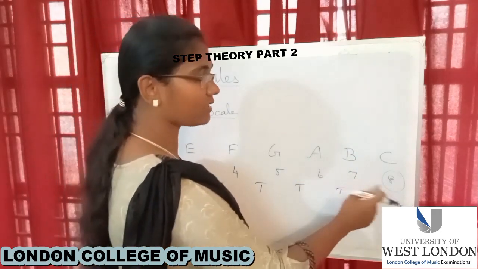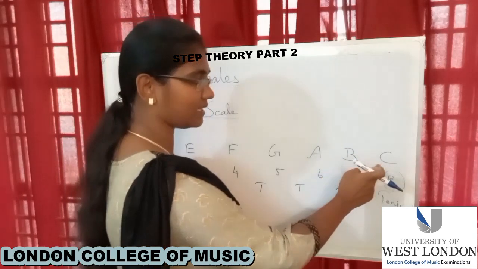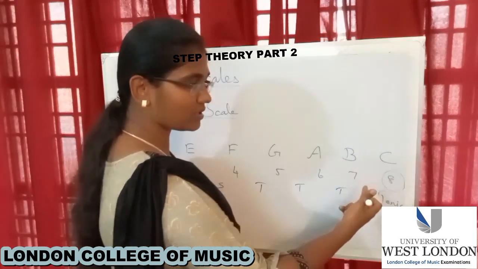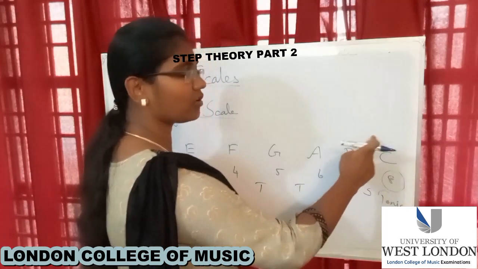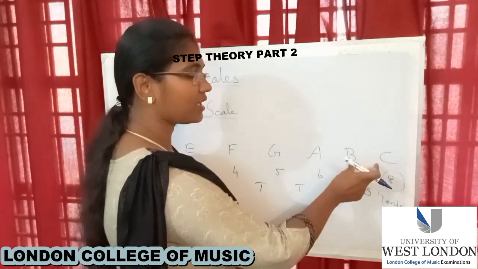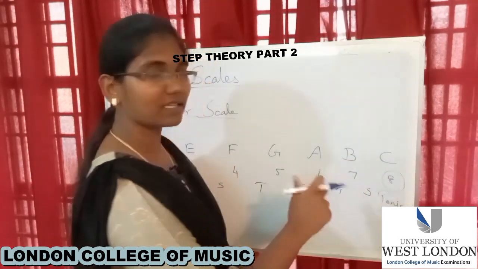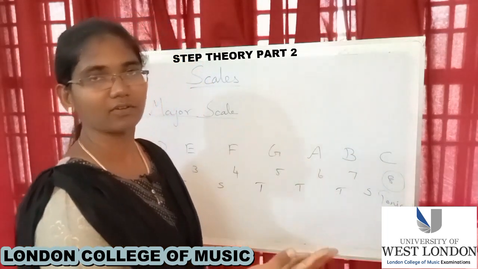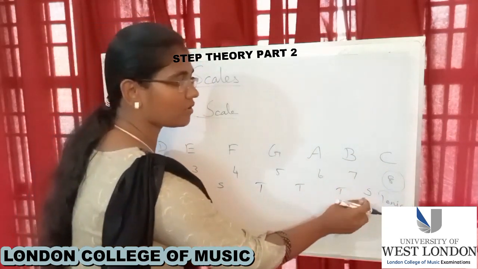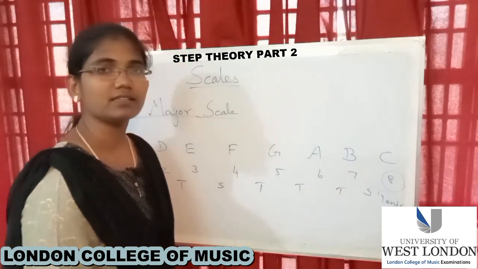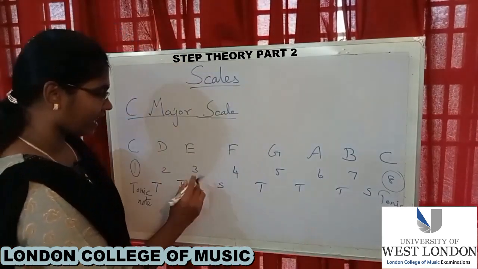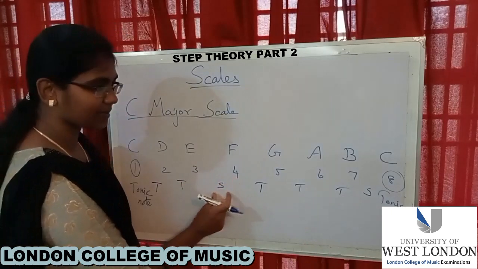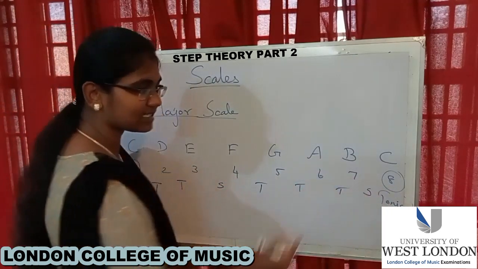Come to the seventh and eighth note, B and C. What is the gap between these two notes? That is semitone. B and C, there is no note in between that. So these two notes are in the very next keys, adjacent keys. So these two notes are in semitone gap. Are we all clear? We can say our 3 and 4 note is in semitone, and then 7th and 8th note is in semitone.